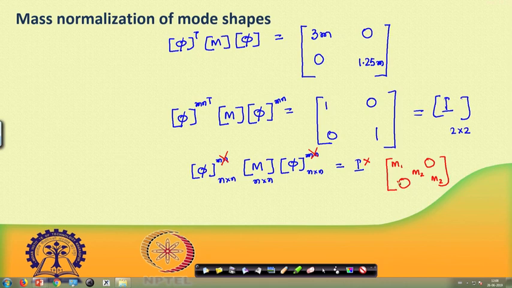So, in the next lecture, we will talk about how this orthogonality of the mode shapes can be proved for any arbitrary multi-degree of freedom system, and then we will solve the problem of finding out the free vibration response of a multi-degree of freedom system.